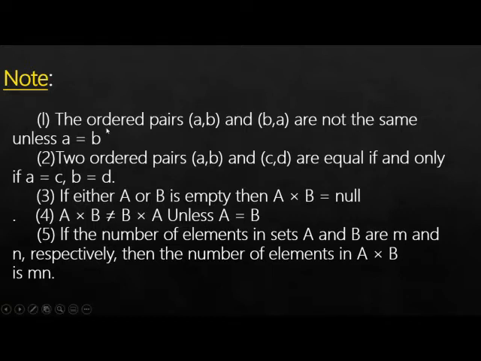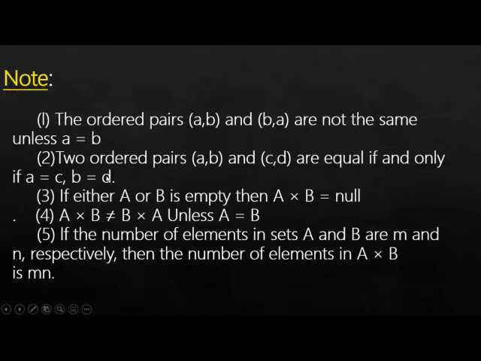Unless A is equal to B, what does it mean? It means that if A and B are equal, then it won't matter whether it is written as (A, B) or (B, A). Number two is that two ordered pairs (A, B) and (C, D) are equal if and only if A is equal to C and B is equal to D.